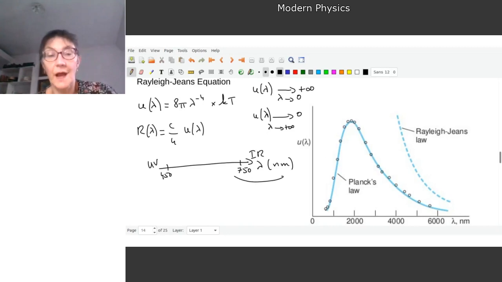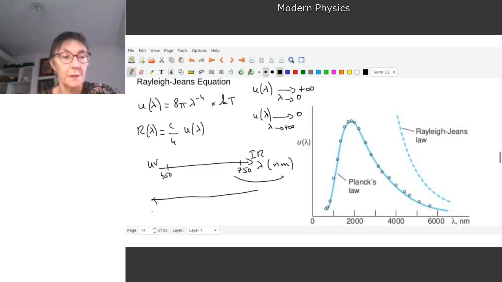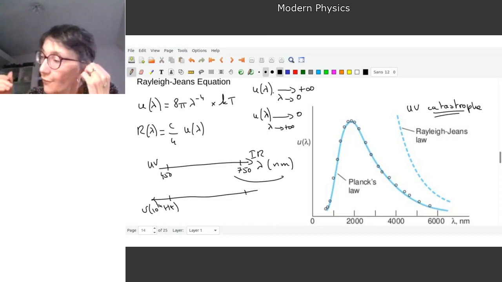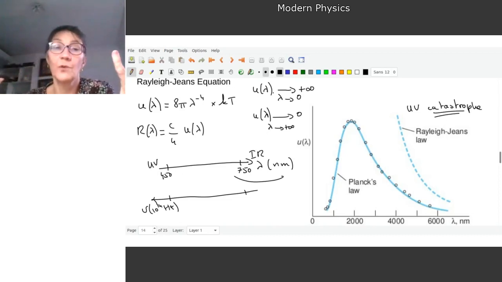But for the small wavelength, high frequencies, I can write it here, frequency nu, for example 10 to the 4 hertz. You have frequency increasing this way. It doesn't work, and this divergence at small wavelengths is called the UV catastrophe. Why is it a catastrophe? Because a black body would have an infinite energy at this wavelength, and this is not reasonable, not physical, not observed. So this model of Rayleigh-Jeans doesn't work.